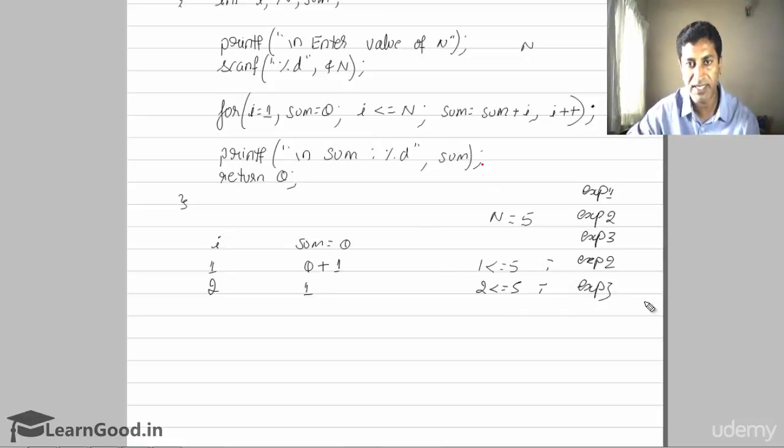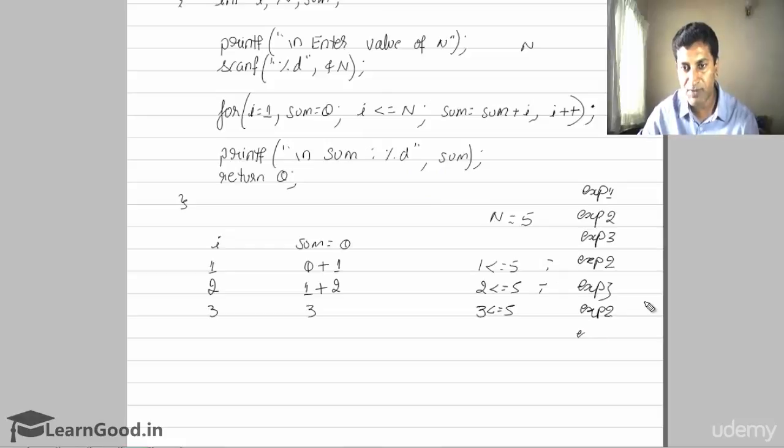It goes to expression 3 where sum equals sum plus i. That is 1 plus 2, which is going to be 3. And then again i plus plus, so i is going to be 3. So 3 is less than or equal to 5. After that expression 3, it goes to expression 2 where it checks the condition: 3, is it less than or equal to 5? Yes, it is true.